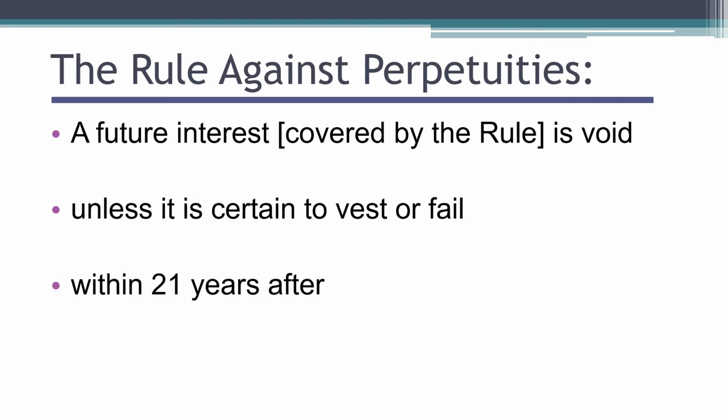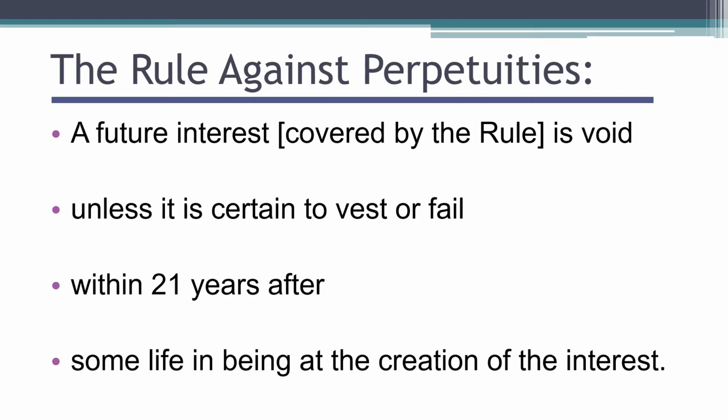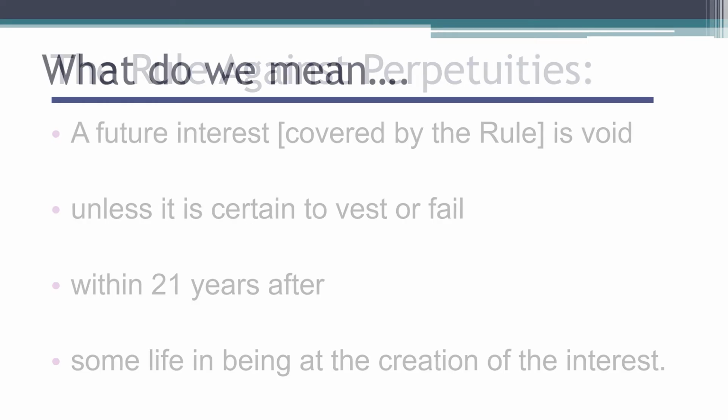What is that time period? It's 21 years after the end of some life of some person that was in being at the creation of the interest. So that's the rule in a nutshell. A future interest is void if it's covered by the rule, unless it's certain to vest or fail within 21 years after some life in being at the creation of the interest.